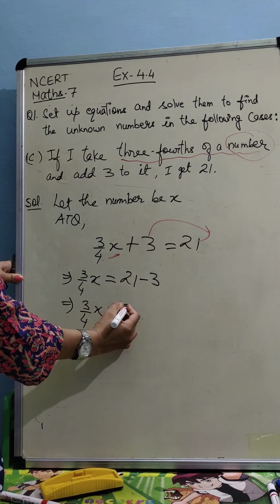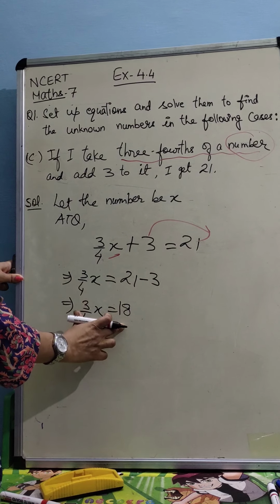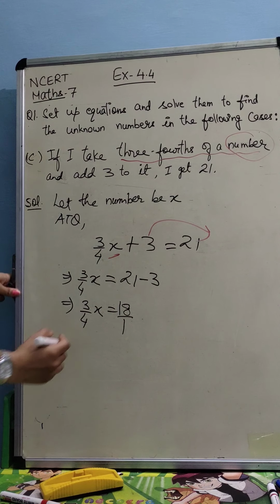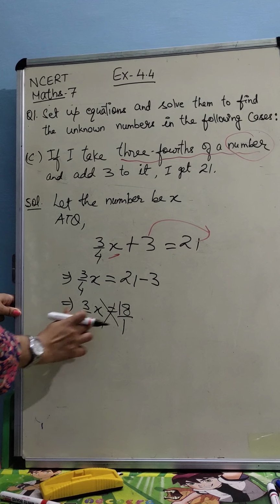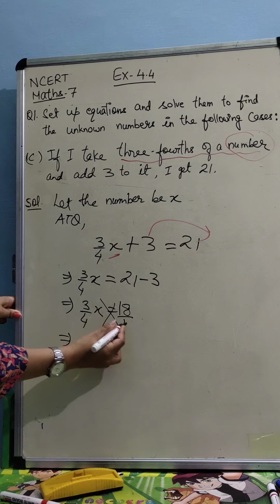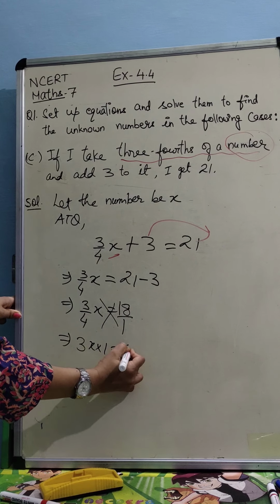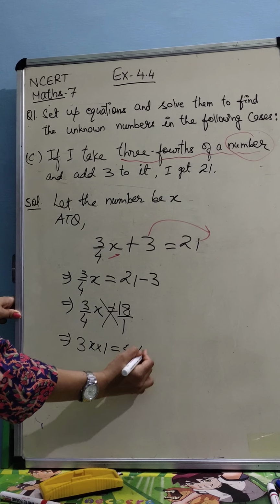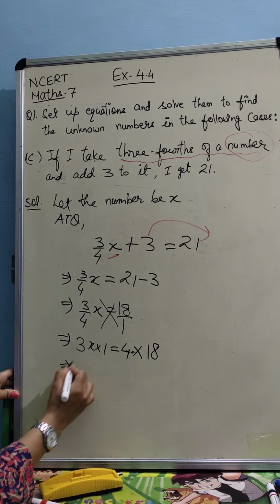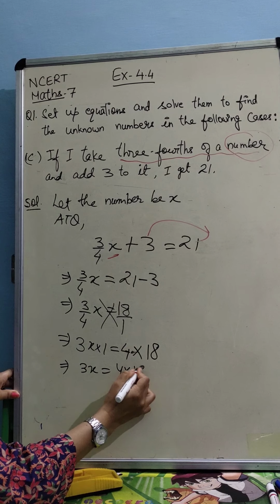Sorry, 18. Okay, 21 minus 3 is 18. 18 means 18 upon 1. Now again I told you when we have fractions on both sides we can use the cross multiplication method. So 3x into 1 is 3x, and 4 into 18. 3x is equal to 4 into 18.